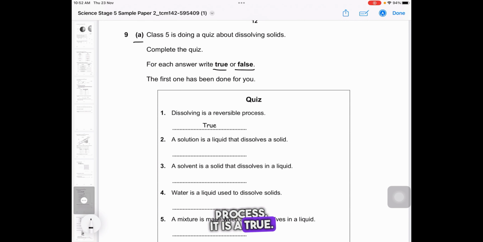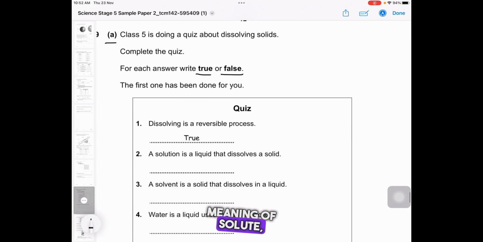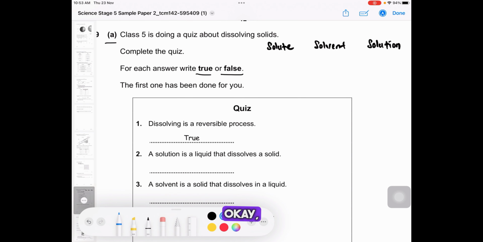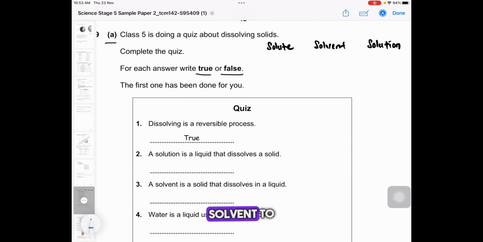It is a true. Okay, before we answer the question, we have to know the meaning of solute, solvent, and solution. Okay, solute here, this refers to a substance that is dissolved in a solvent to form a solution. So for example, if you are making salt water solution, salt is the solute in this case.